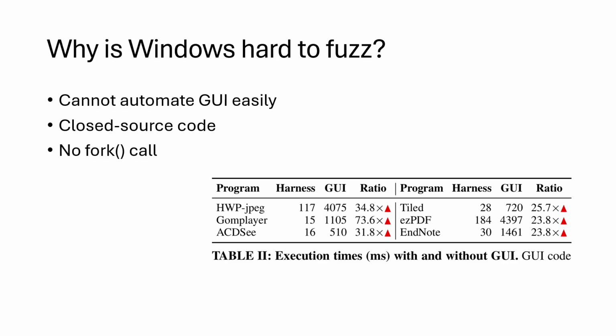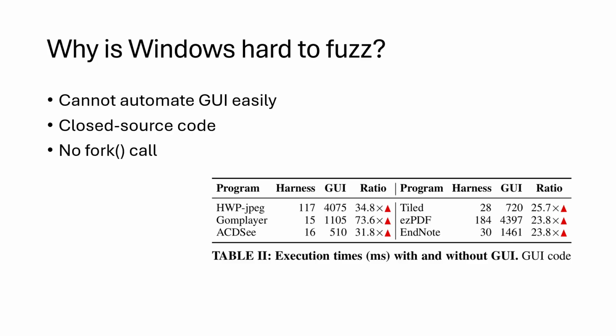You can see in our table here some programs that WINNIE tested, command line versus GUI, and you can see the ratio, the slowdown roughly around 20 up to even 73.6 times just by moving over to a graphical interface compared to the command line, about 3 orders of magnitude. And you want to have as many iterations as possible to have effective fuzzing. So this makes it very difficult to fuzz Windows to begin with.